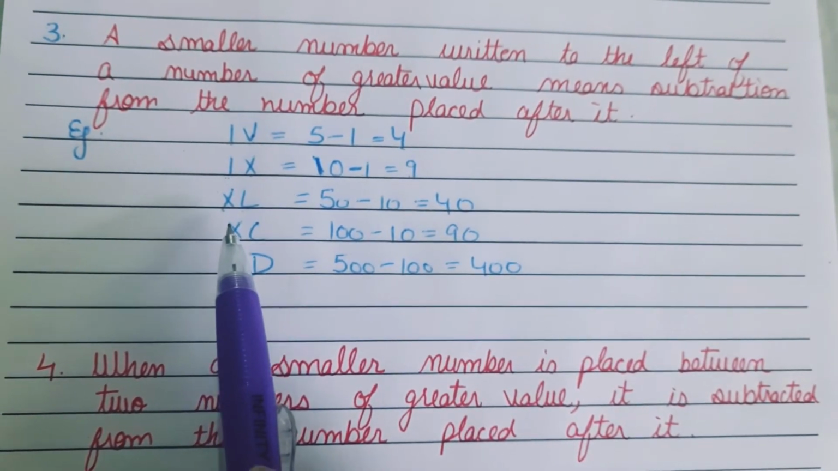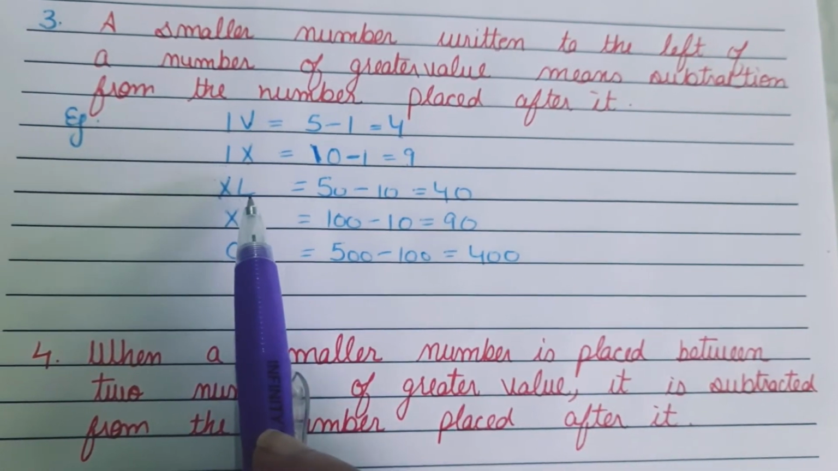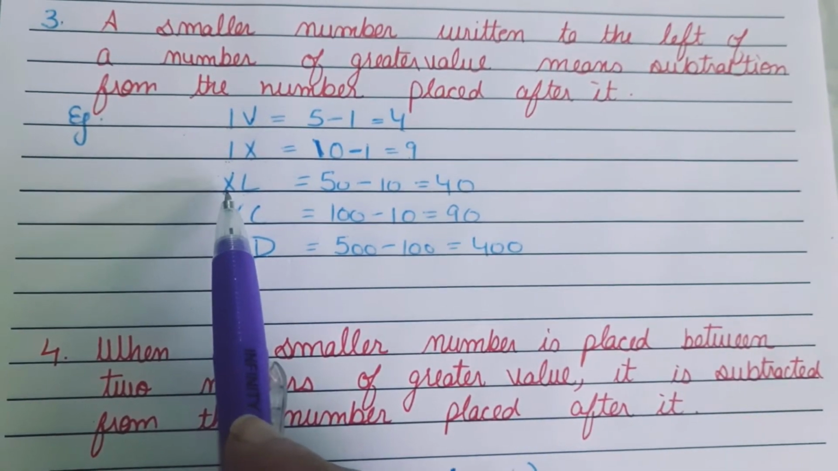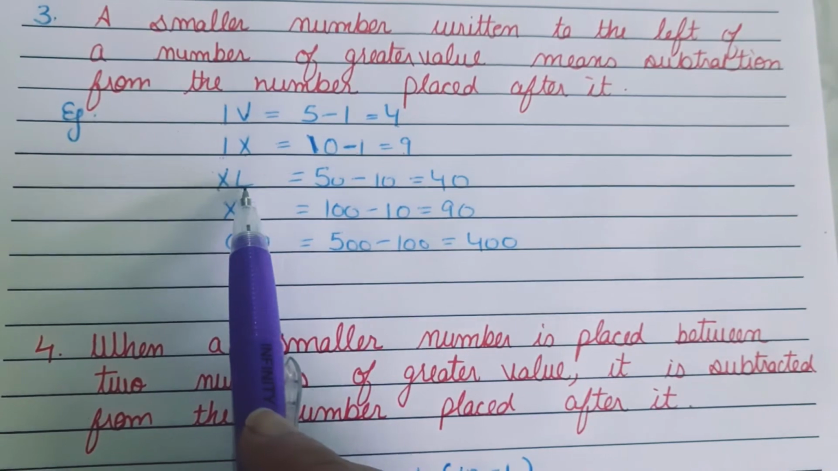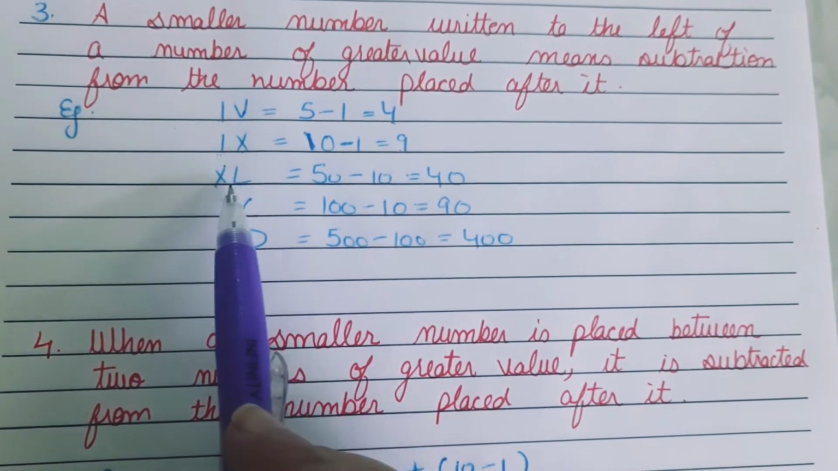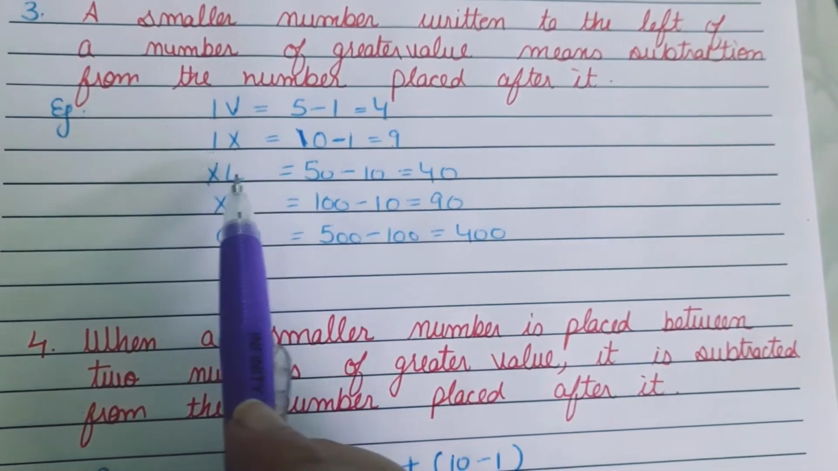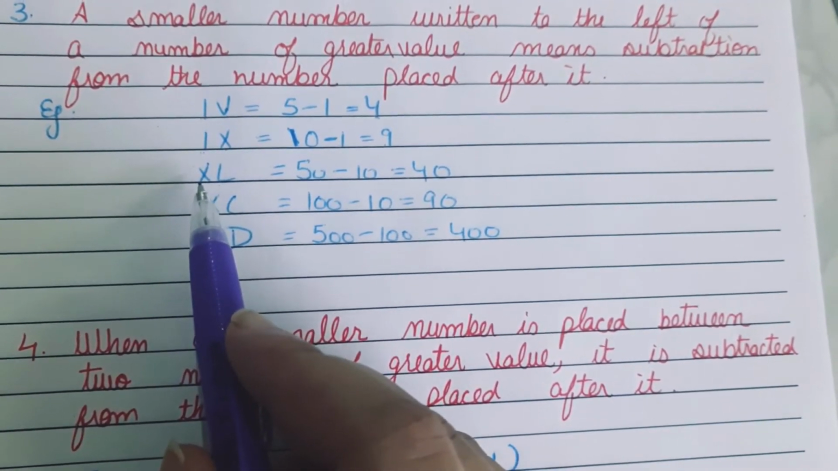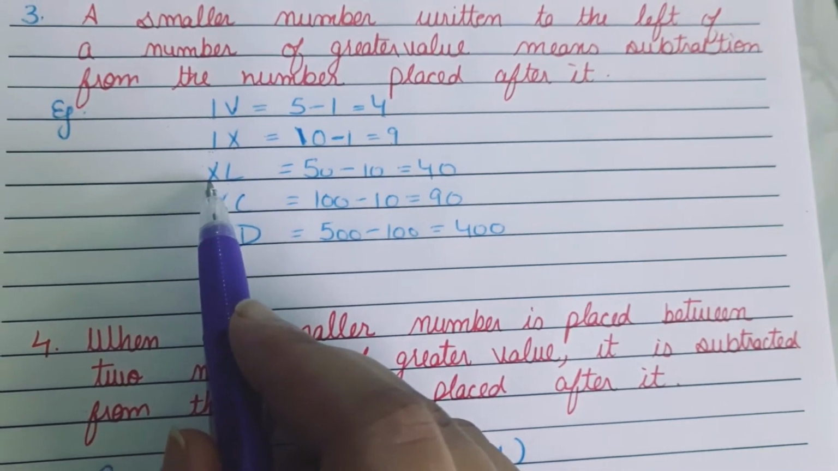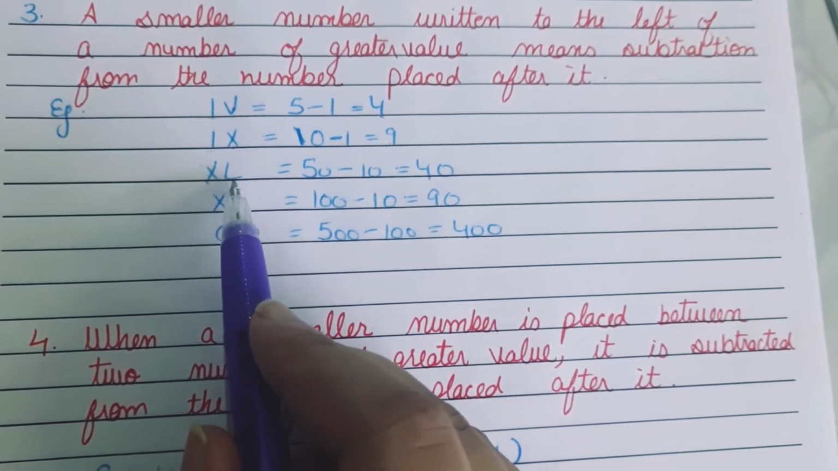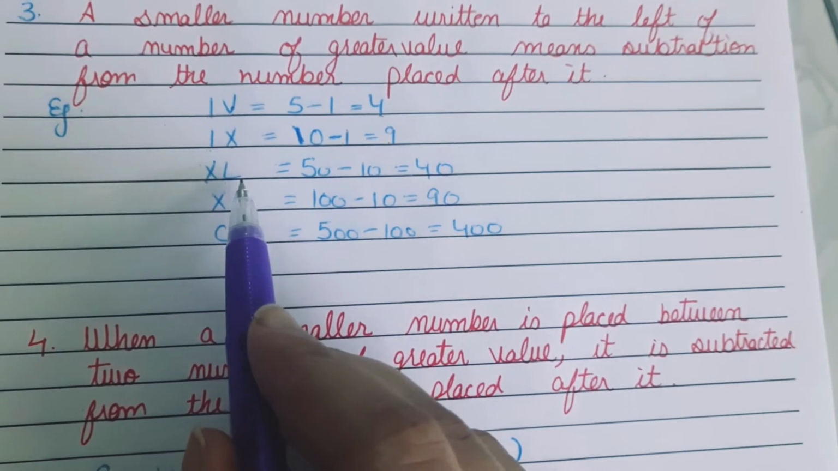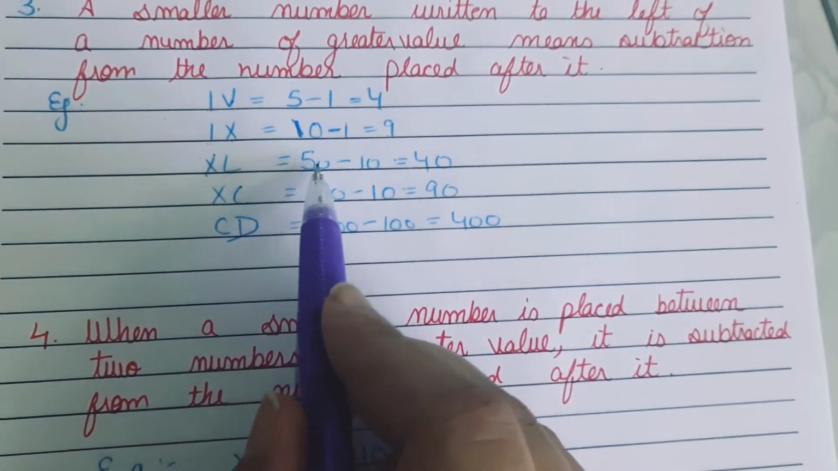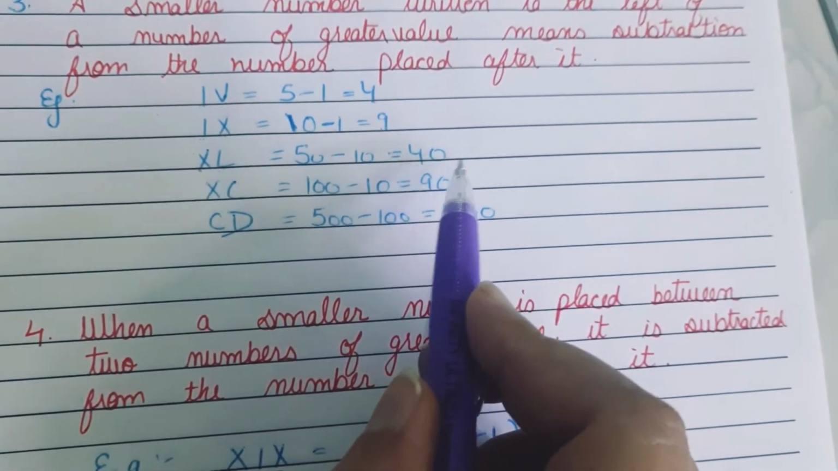The next number is X and L. Here L equals 50 and X equals 10. So X is less than L. So we write 50 minus 10 equals 40, because the smaller number is written on the left hand side and the greater number is written on the right hand side. So we subtract X from L, that is 50 minus 10 equals 40.